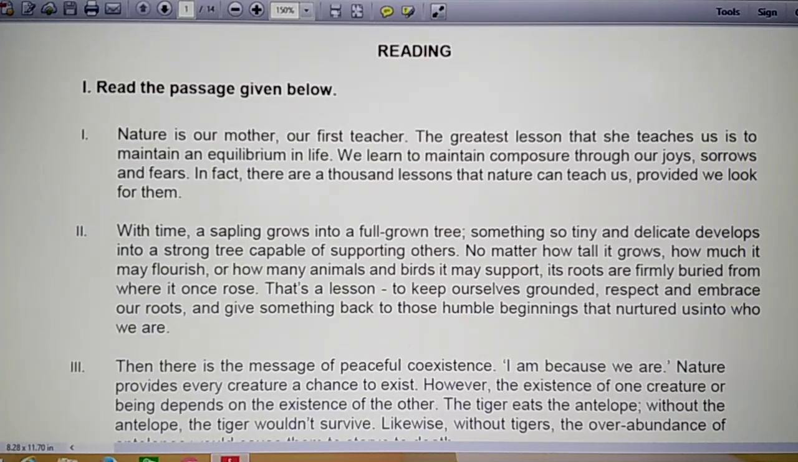Nature is our mother, our first teacher. The greatest lesson that she teaches us is to maintain an equilibrium in life. We learn to maintain composure through our joys, sorrows and fears. In fact, there are 1,000 lessons that nature can teach us, provided we look for them. With time, a sapling grows into a full-grown tree. Something so tiny and delicate develops into a strong tree capable of supporting others. No matter how tall it grows, how much it may flourish, or how many animals and birds it may support, its roots are firmly buried from where it once rose. That's a lesson. To keep ourselves grounded, respect and embrace our roots, and give something back to those humble beginnings that nurtured us into who we are.